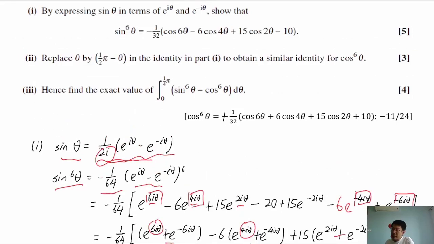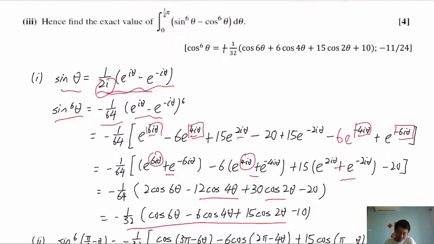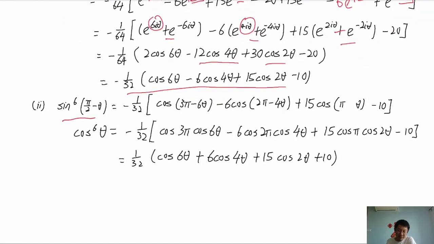Second one: replace theta by half pi minus theta in the identity in part 1 to obtain a similar identity for cos power 6 theta. For the left hand side, if we substitute theta with pi over 2 minus theta, we get cos theta, because we know that sine of pi over 2 minus theta is equal to cos theta. If we power 6, it's just power 6, no difference. If we substitute pi over 2 minus theta into the left hand side, we should do the same to the right hand side as well.